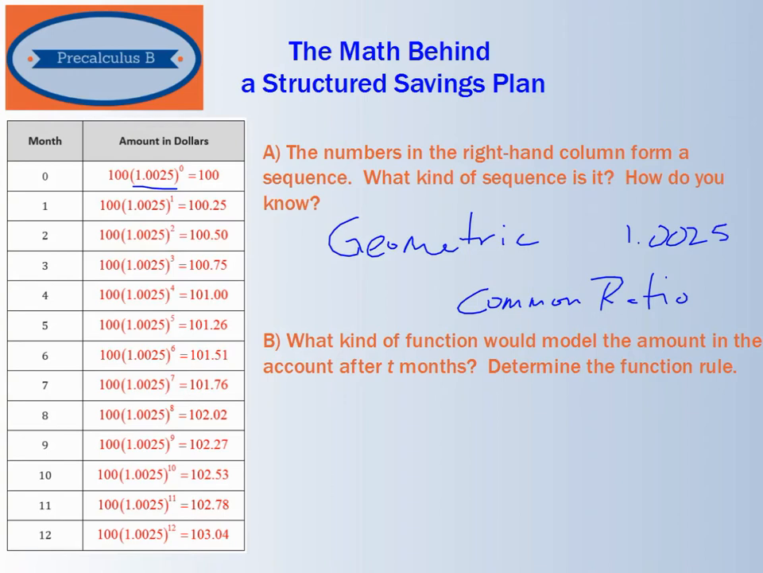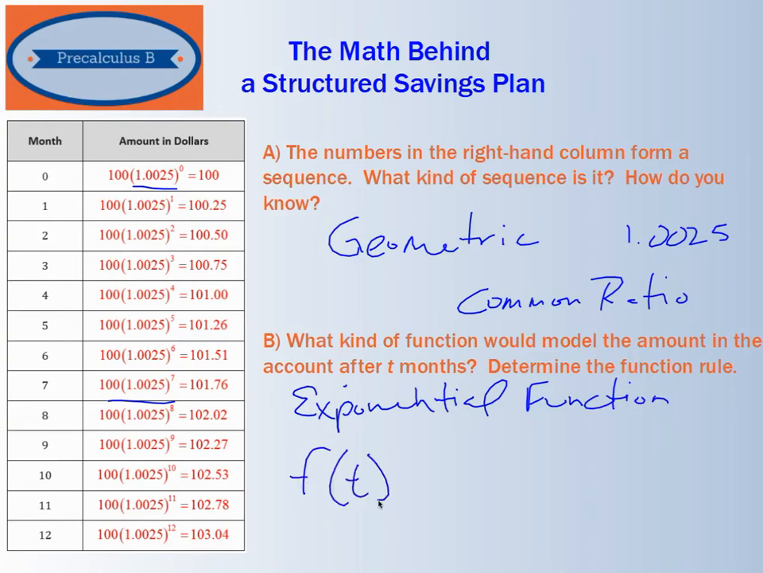What type of function would model the amount in the account after t months? Well, this would be represented by an exponential function. We could actually write an exponential function that would give us the explicit value for the amount of money after t months. That function, where t represents the number of months, would be that initial value 100 times the common ratio 1.0025 raised to the t, where t, once again, represents the number of months that have passed, and the function f of t represents how much money is in the account.